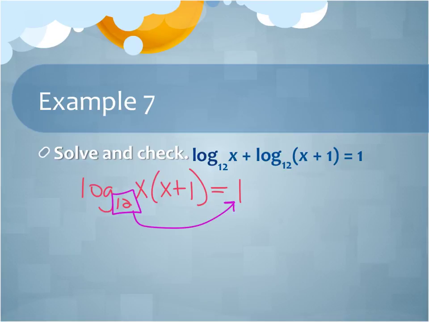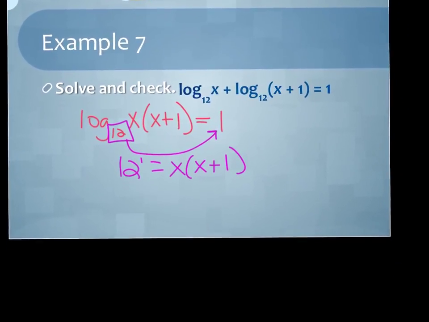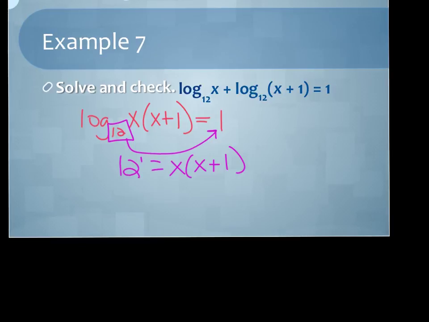So 12, I'm going to put an exponential. 12 comes over, picks up the 1, and I get x times x plus 1. So either I do it at the beginning or I'm going to do it now, but at some point you're going to distribute that x. So this would be 12 equals x squared plus x.